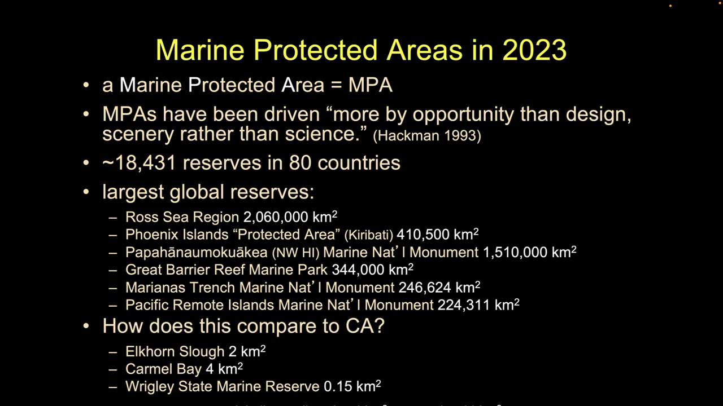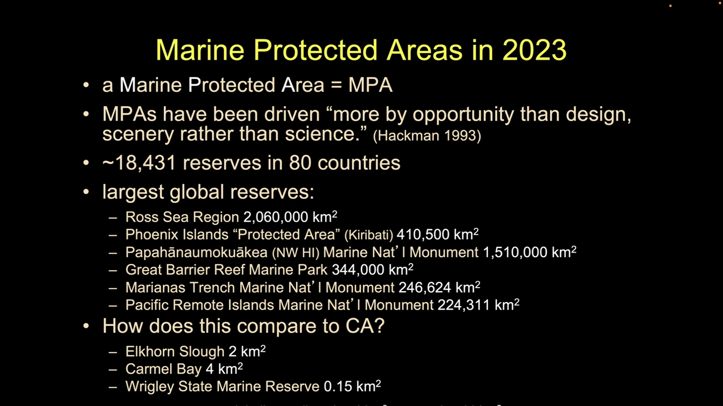A really important quote from this old paper by Hackman, I don't think I give this paper to you guys anymore, argues that the marine protected areas that we have around the planet, especially 30 years ago, are more by opportunity than design, another way to say that is scenery rather than science. And so he's talking about marine protected areas, but I would argue that's the case for most protected areas, right? Why is the Grand Canyon where the Grand Canyon is? Because it's beautiful and it's cool and it's awe-inspiring and it's awesome, right? Why didn't we save the prairie in Iowa or whatever? Because people wanted it, right? And so all of that.